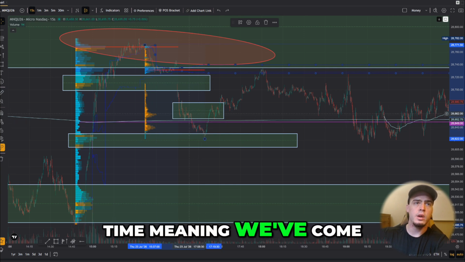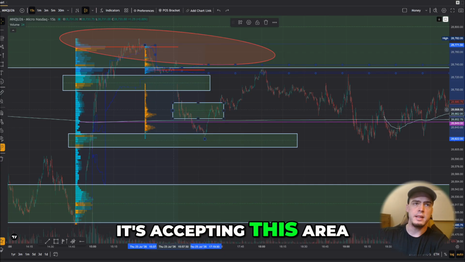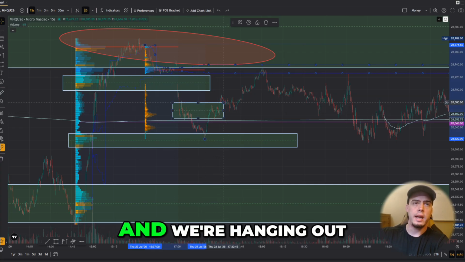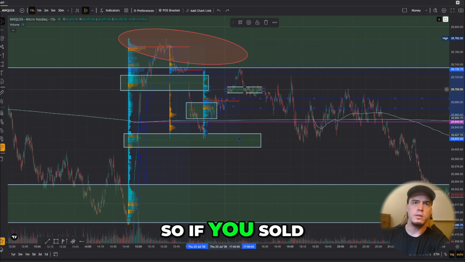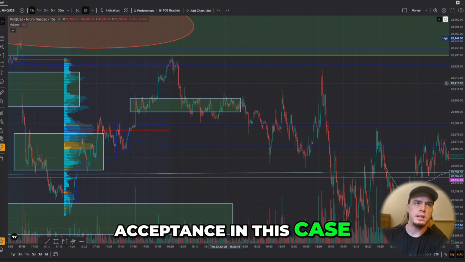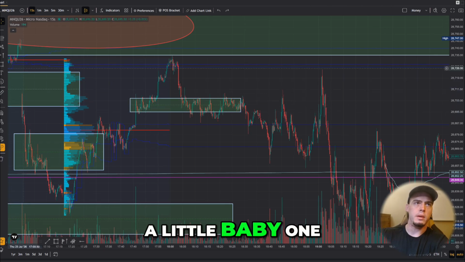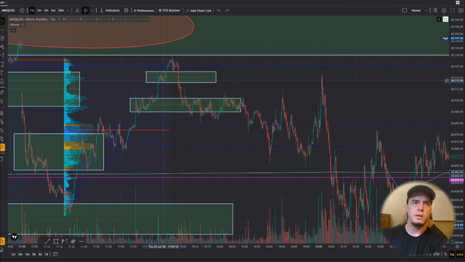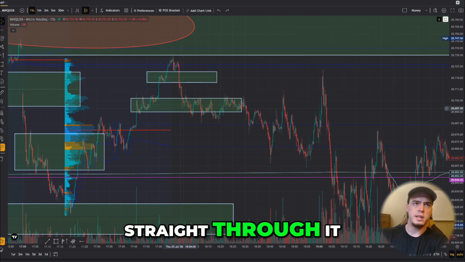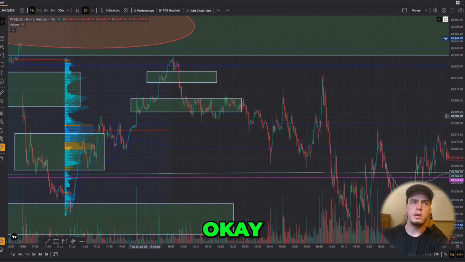Time meaning we've come into here, the market's pulling back, it's accepting this area, it could go either direction. Once we get a move above this and we're hanging out, so if you sold below this, we can look very specifically at what acceptance is in this case. Here's our volume congestion area, and then we have a little baby one up here. We rejected this. Rejection meaning it shot straight through it and then spent a good bit of time here.